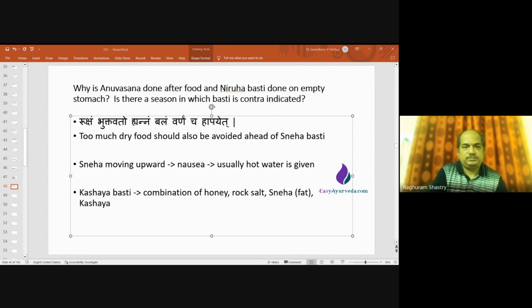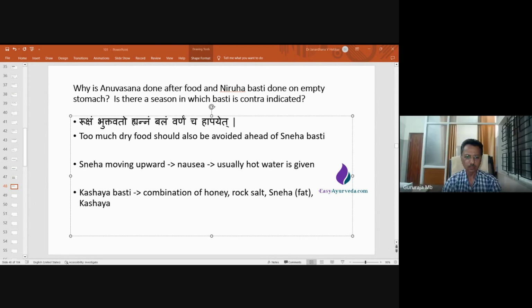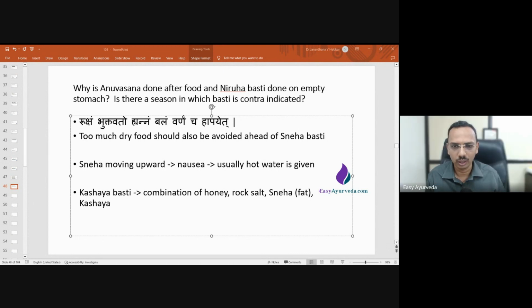Thank you. And to clarify, the Kashaya Basti, being a combination of honey, Makshika, Lavana, Sneha, Kalka, and Kwata, overall can be slightly more viscous or thicker when compared to the oil or ghee, which is given in lukewarm condition and added with a little bit of Saindhava Lavana in some cases.